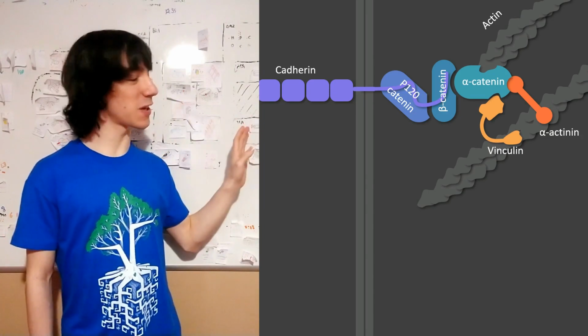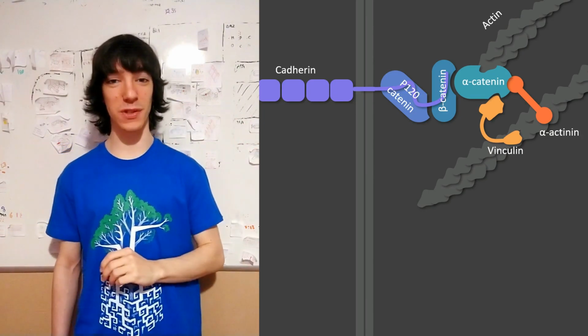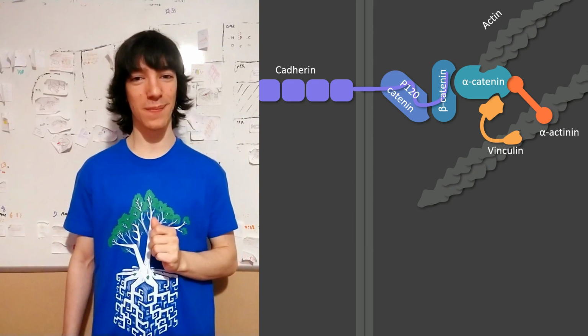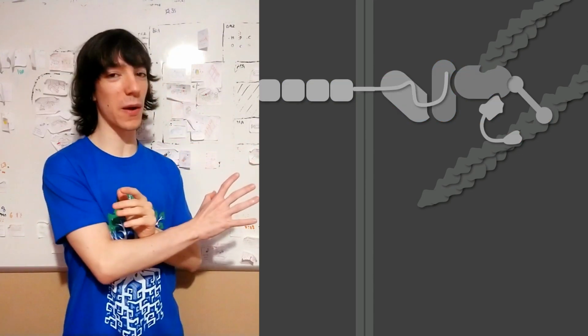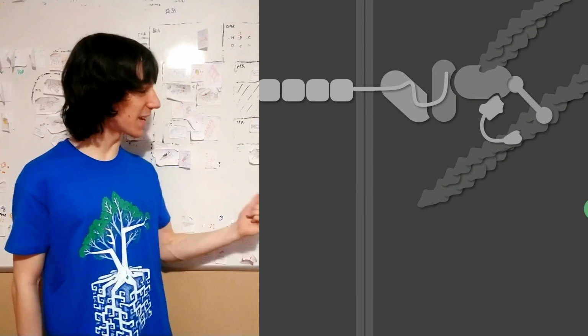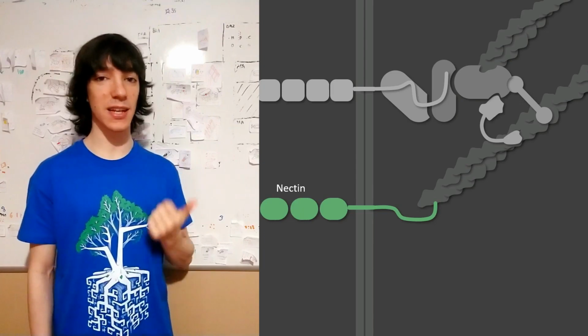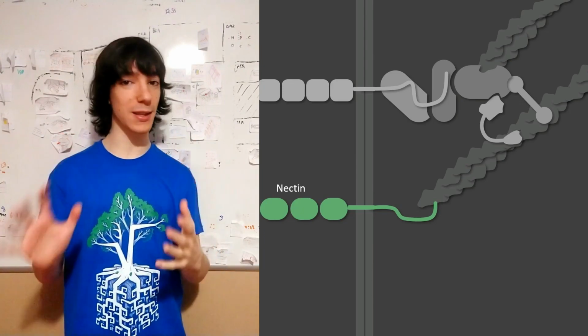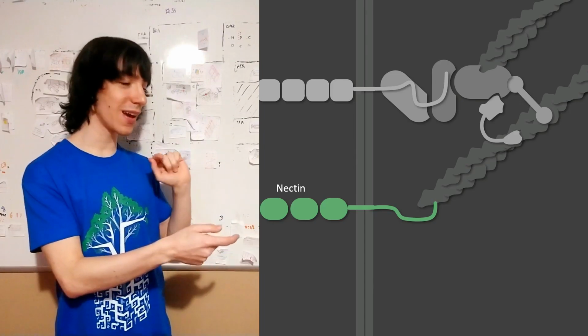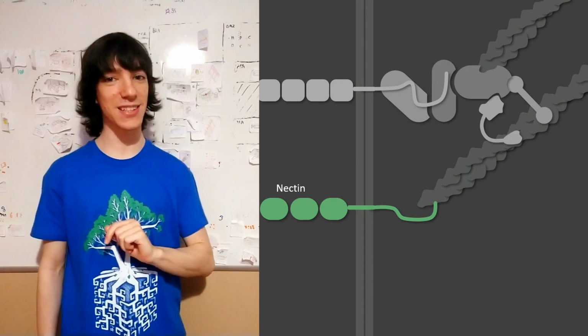This is what I wanted to mention about cadherins in adherens junctions, but they are not the only transmembrane protein in there. So let's grey it out for now and talk about the other transmembrane protein, nectin. Nectin is an immunoglobulin, kind of like antibodies, but involved in cell-to-cell adhesion. It will interact with other nectins in the neighboring cell.